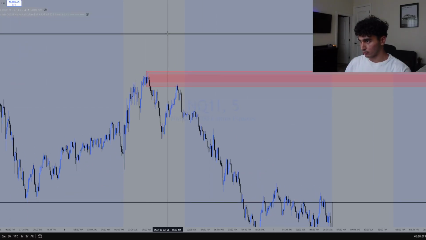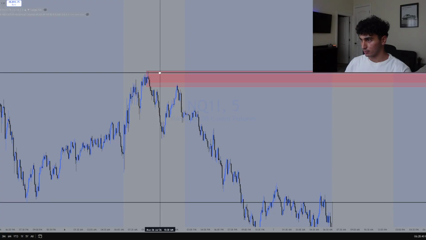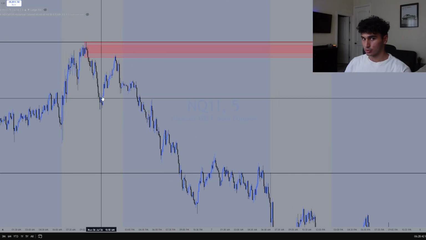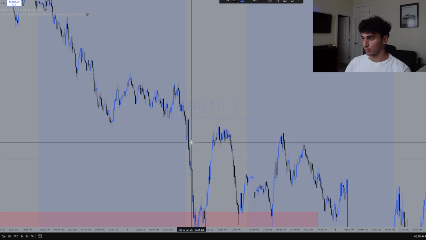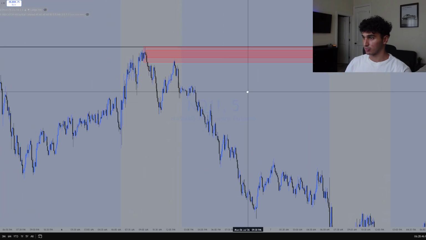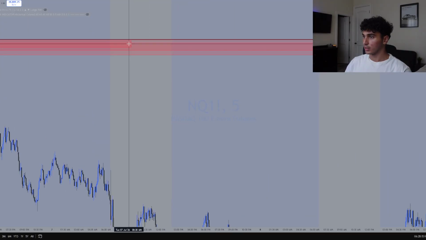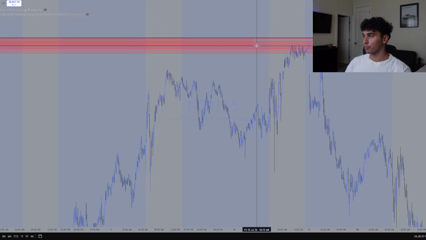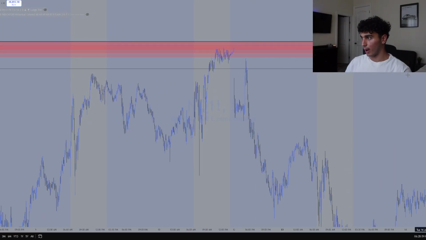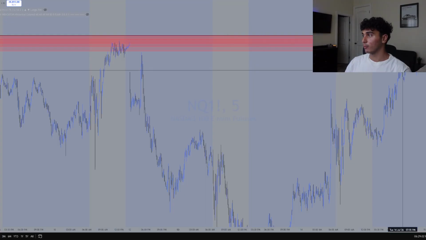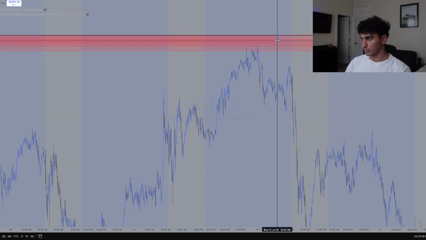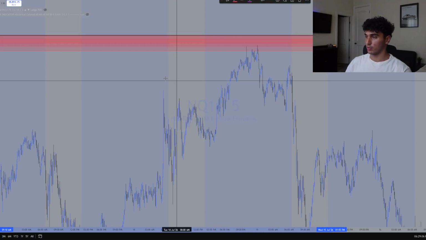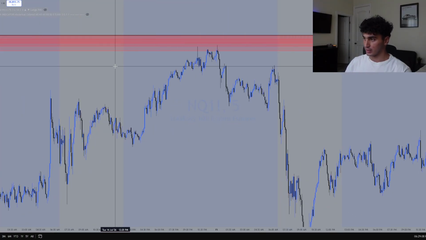On the 5-minute, we have a strong high being created right here, then led to that aggressive move to the downside, right? Which obviously would indicate supply being created. Now, boom, now we have our 5-minute, our 15-minute, and our 30-minute all matched within each other. Now, obviously, you don't have to have all three zones combined at the same time always, but as long as you can just understand that yes, they do match up on multiple different time frames, then that's beautiful.